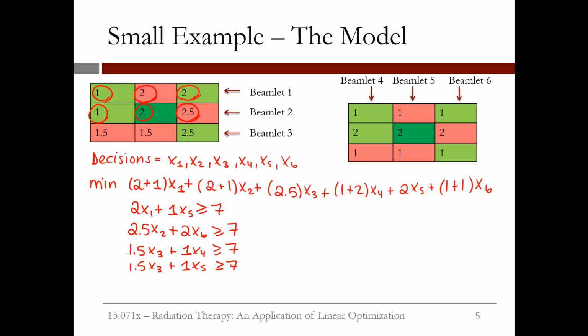Lastly, we need to add our constraint for the spinal cord. The total dose to the spinal cord, which is 2 times x2 plus 2 times x5, needs to be less than or equal to 15. We also want all of our variables to be non-negative, so x1, x2, x3, x4, x5, and x6 should all be greater than or equal to 0. Now that we've set up our optimization problem, we'll solve it in LibreOffice in the next video.